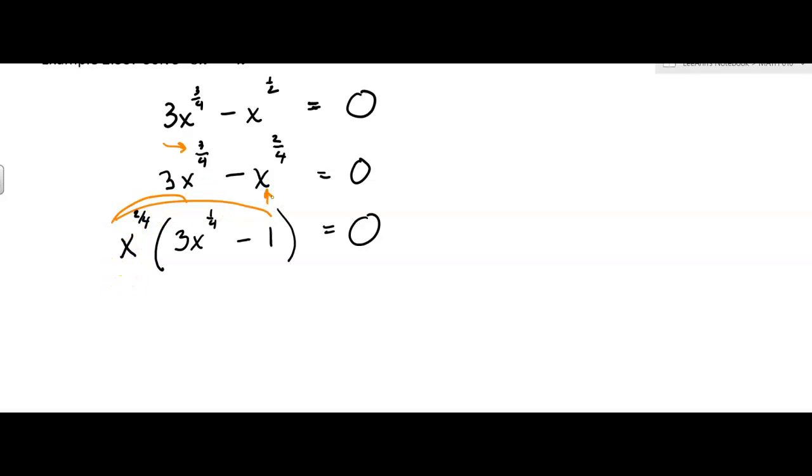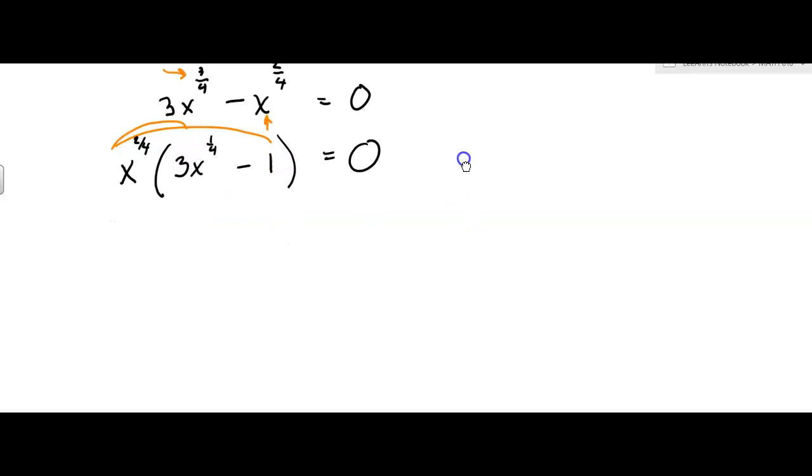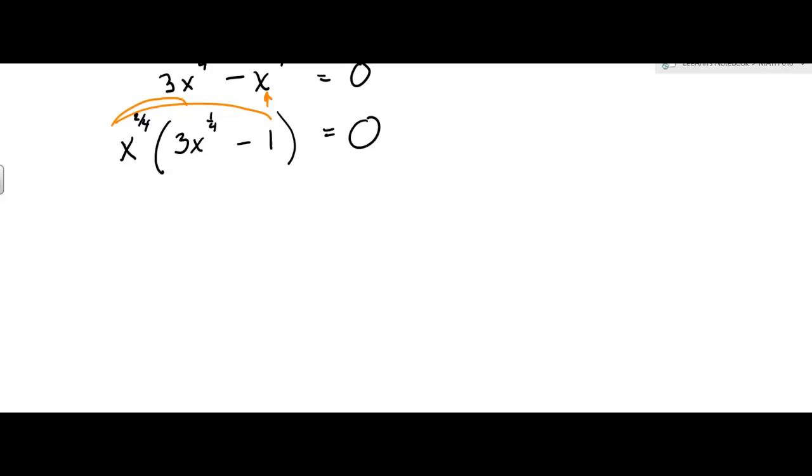Okay. So now we have a situation like we've had in the past where we factored, and so I can set each factor equal to 0 with the zero product property. So I can say x to the 2/4 equals 0, or 3x to the 1/4 minus 1 equals 0. Okay? So I get two equations coming from these factors, this factor and this factor. Stuff times stuff, right? Okay.